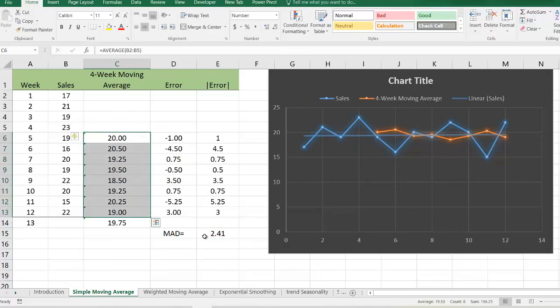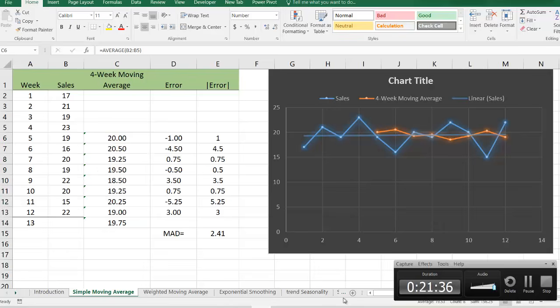A lower value of the MAD, or the mean absolute deviation, is an indicator that the forecasting technique being used is able to capture the data generating process of the time series and produce a good forecast.